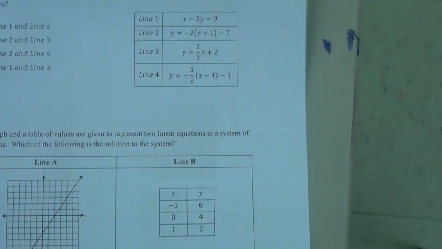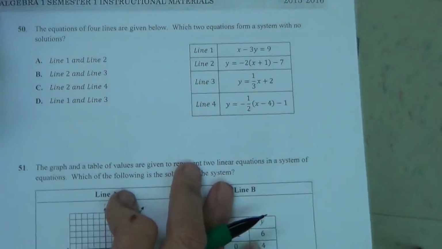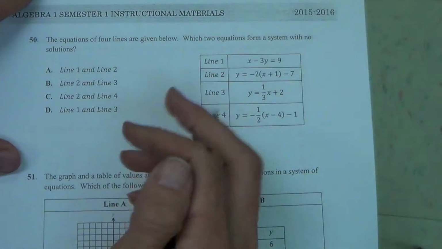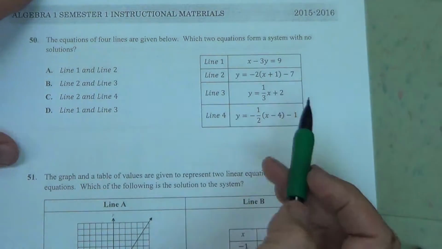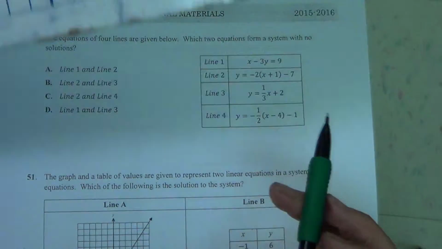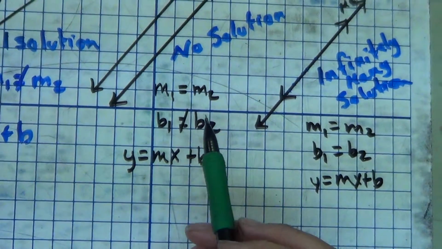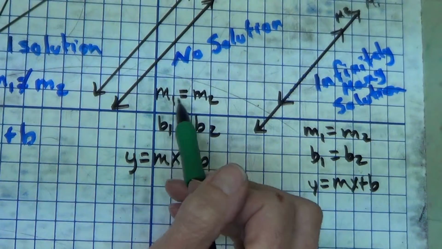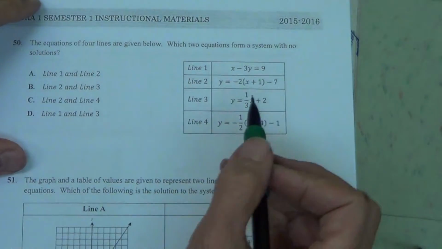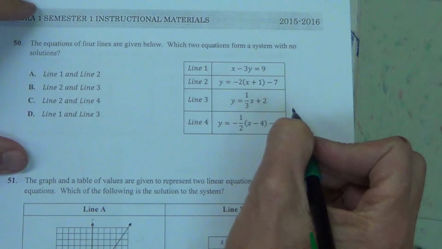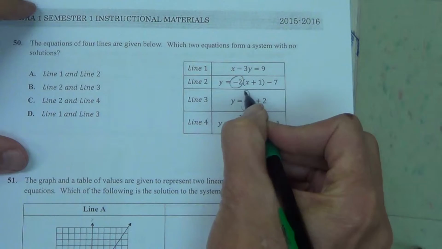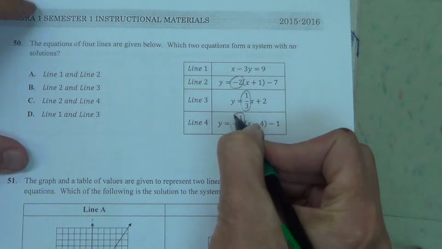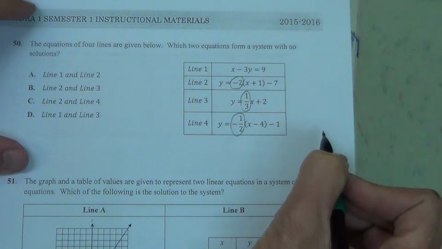Okay, number 50. The equations of 4 lines are given below. Which 2 equations form a system with no solutions? No solutions means that we're looking for 2 with the same slope but different y-intercepts. Remember, your slope is right in front of your x. Well, we have a -2, we have a 1/3, and we have a -1/2. None of those are the same.